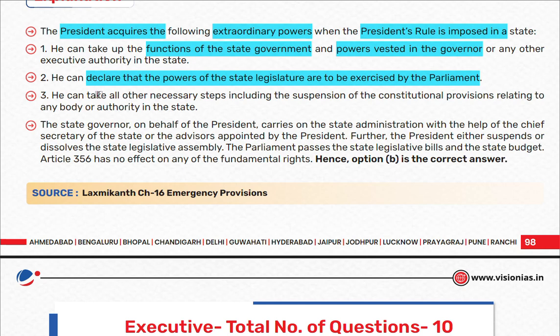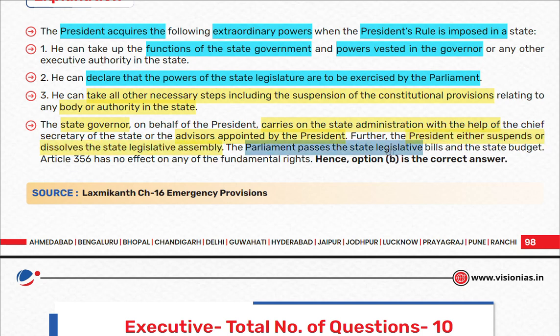He can take all the necessary steps, including the suspension of constitutional provisions relating to any body or authority in the state. The state governor, on behalf of the president, carries on the state administration with the help of the chief secretary of the state or the advisor appointed by the president. Further, the president either suspends or dissolves the state legislative assembly.